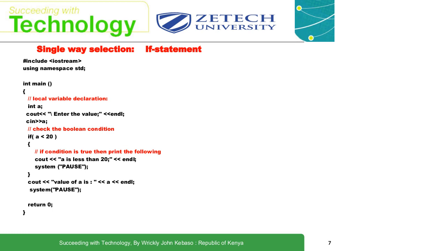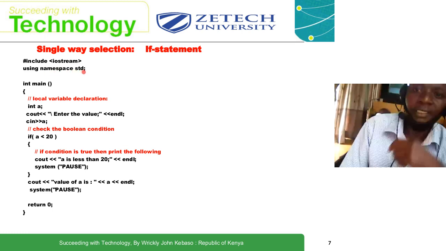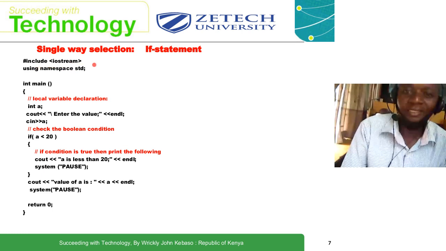So the first thing that happens is that we are going to have the hash include iostream. Normally, this is our preprocessor directive plus the header that is going to be used for input and output keywords, that's cin and cout. Then we must state where we are finding it, using namespace std.